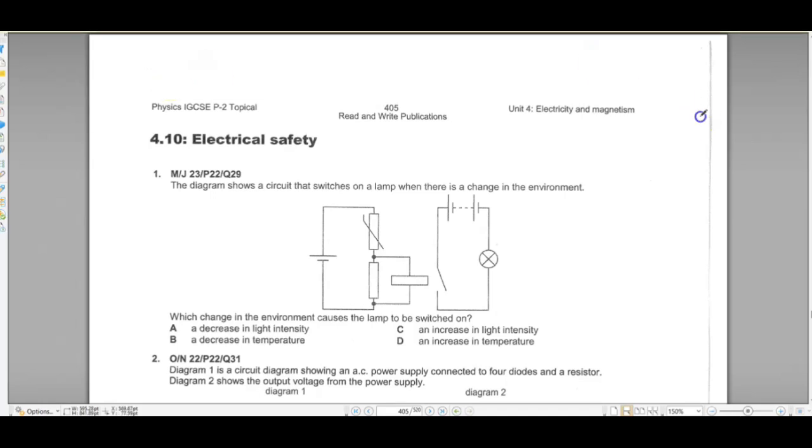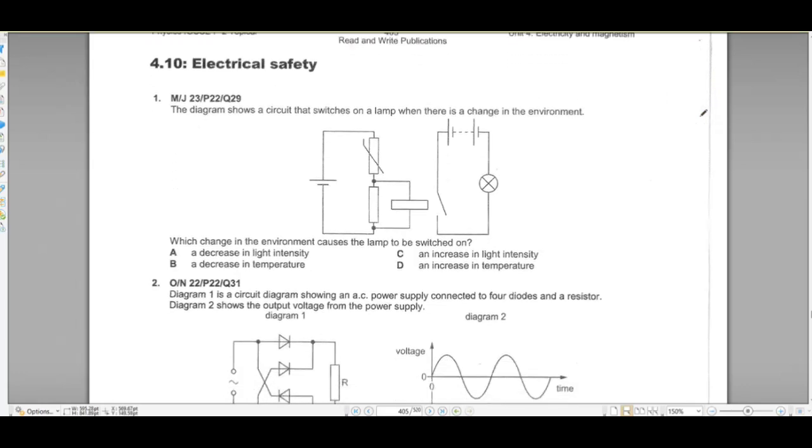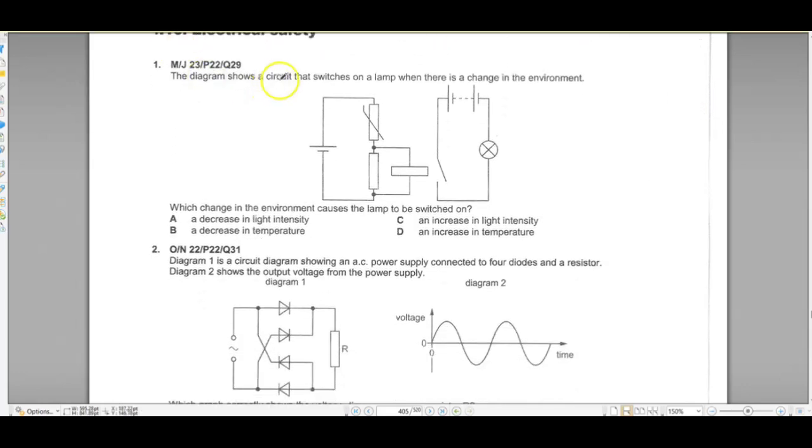So let's start. Question number 1. The diagram shows a circuit that switches on a lamp when there is a change in the environment. Which change in the environment causes the lamp to be switched on?